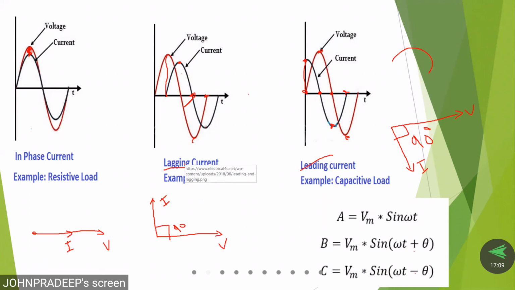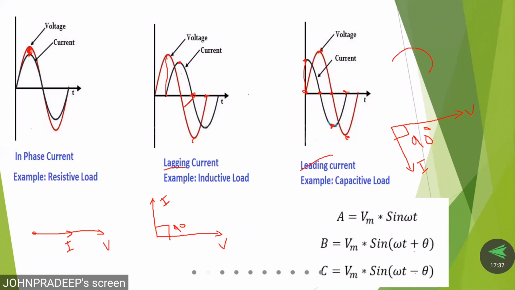Lagging is nothing but this: in the second waveform, voltage is starting at 0, but current has not started here. Whenever the voltage reaches 90 degrees, only at that instant will the current start. What is the difference between voltage and current? The current is always lagging by 90 degrees. So that is what we call lagging.